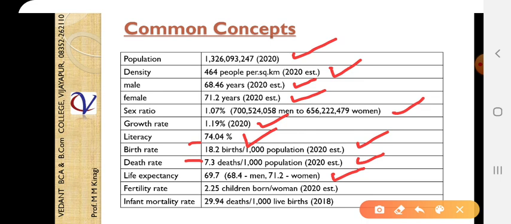Then if you talk about the infant mortality rate, that is per thousand live births, there are 29.94 deaths. Infant means kids who die immediately after birth. That is what we can say about the infant mortality rate.